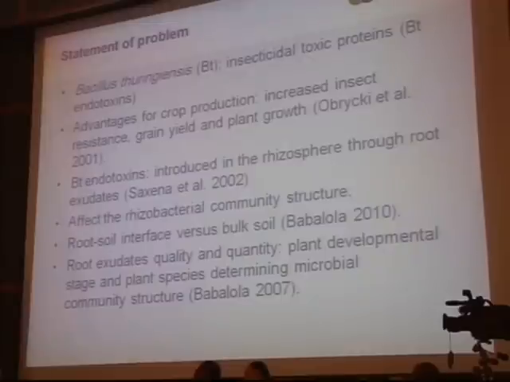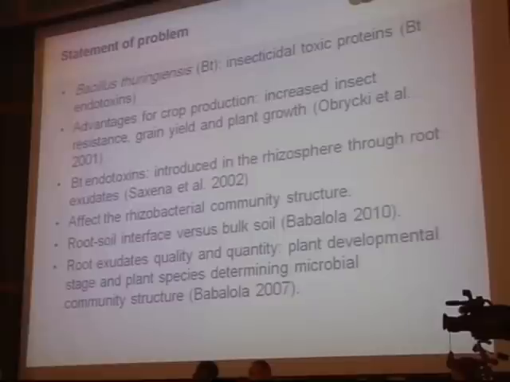For BT corn, for example, it has the advantage that it can increase insect resistance. For that reason, grain yield will be enhanced and plant growth will improve. However, it is also possible that the BT endotoxin that is being introduced into the rhizosphere through the roots, as exudate, may influence the microbial community at the roots.